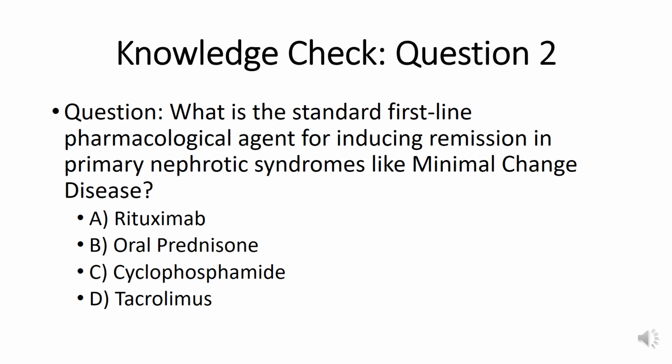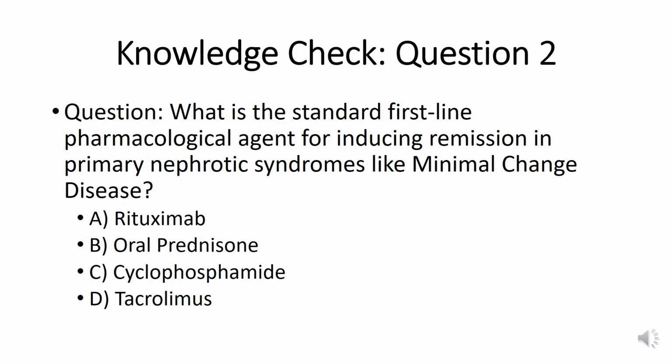A simple way to remember this concept is that treatment usually starts with steroids first, followed by alternative immunosuppressive agents only when necessary. The goal of therapy is to achieve remission, reduce proteinuria, preserve kidney function, and prevent disease progression. Although supportive treatments such as angiotensin-converting enzyme inhibitors, diuretics, and statins are important, they do not address the underlying immune process. Prednisone targets the disease mechanism itself and therefore remains the standard first-line pharmacological agent.